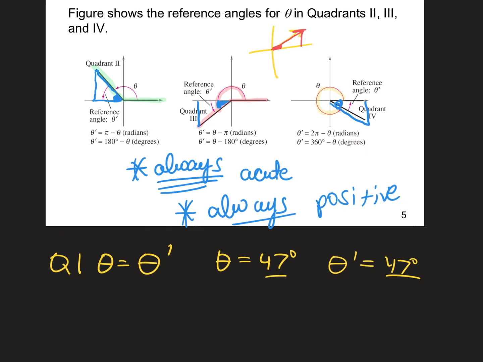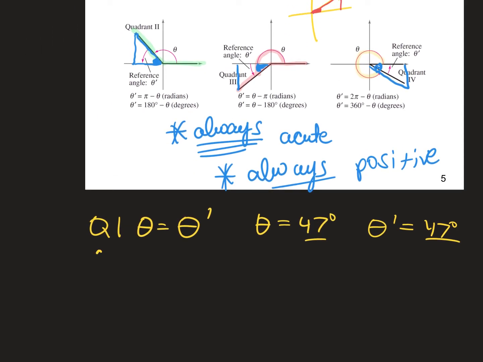So quadrant 2, if theta is in quadrant 2, the way that you find the reference angle is 180 minus theta. Now guys, if they gave you your angle in radians, what would you have to use instead of 180?